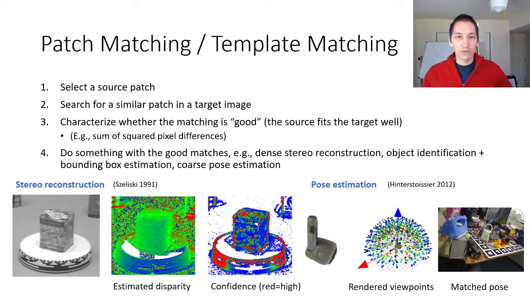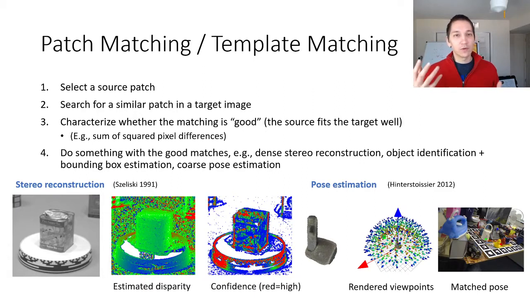So one very straightforward way to try to recognize objects is known as either patch matching or template matching. So the idea is that we have some sort of source object that we'd like to identify in some target image. And so what we'll want to do is find some patch in that source, find a similar patch in that target image, and to characterize whether or not that's a good match, we'll use some sort of error function, so for example the sum of squared pixel differences, to determine whether this is a good match or not.